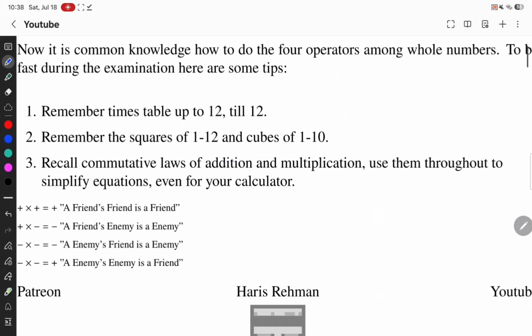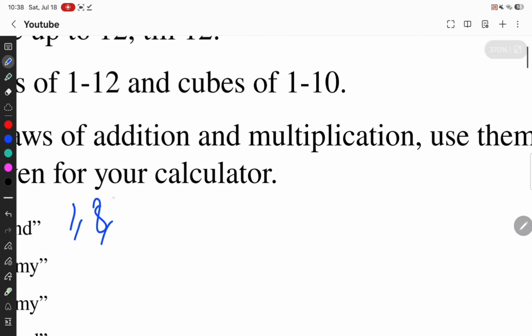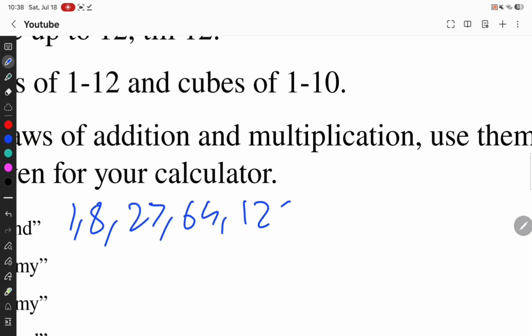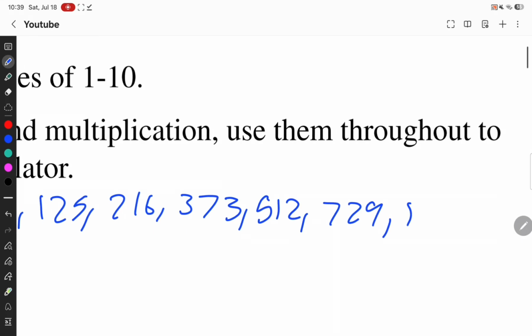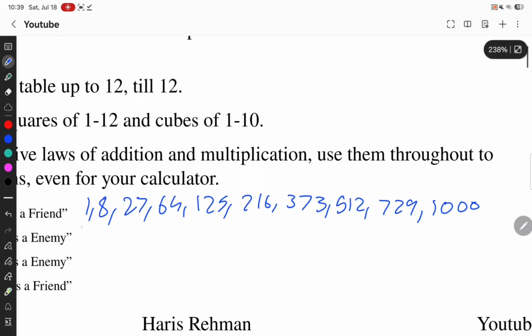And cubes of 1 to 10, what are they? 1, 8, 27, 64, 125, 216, 343, then 8 times 8 is 64, times 8 is 512, 729 and 1000. Nice. 1, 2, 3, 4, 5, 6, 7, 8, 9, 10.